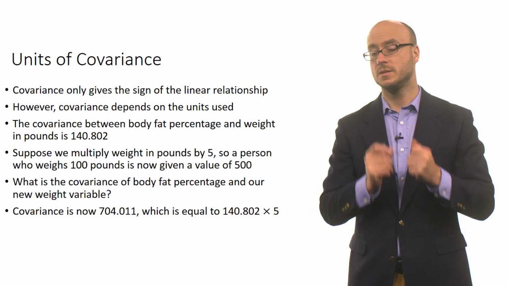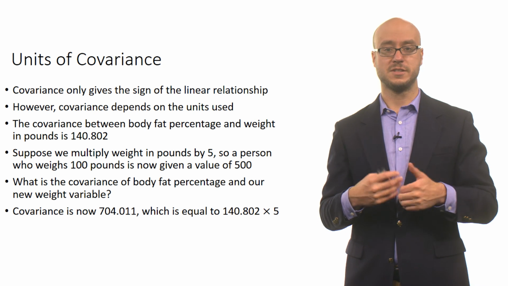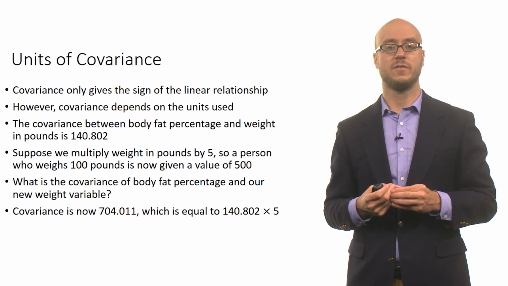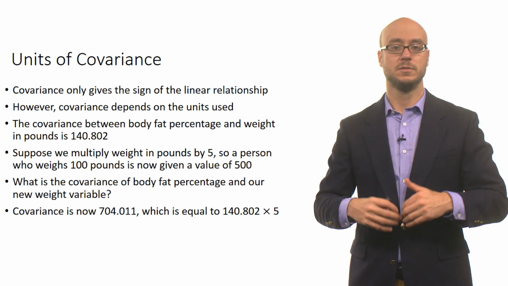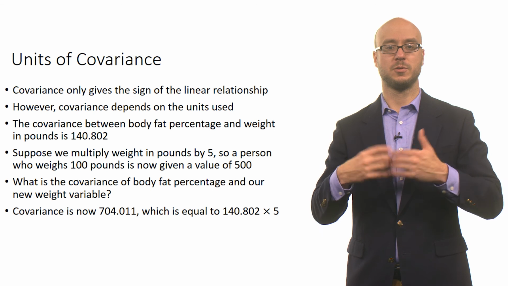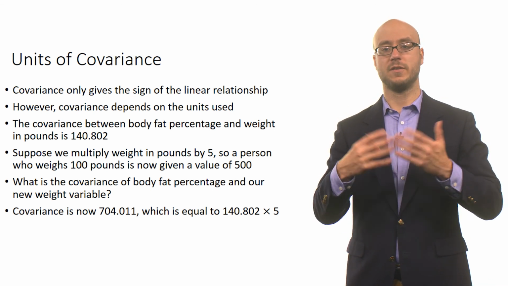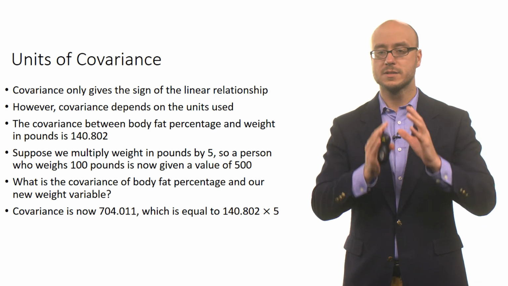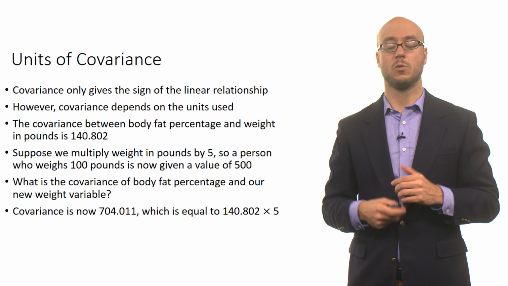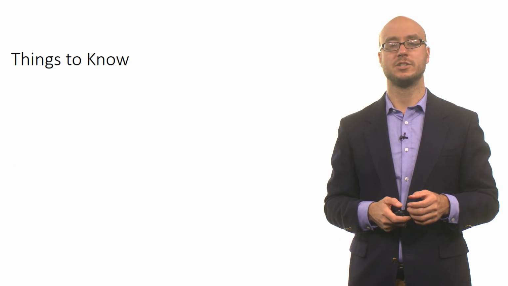This is a big problem with covariance. If you get a value of covariance that you think is small, you can just arbitrarily multiply one of your variables by some factor. Suppose you get a covariance of 2, and you want to impress your reviewers or other researchers, and you multiply your units by 100, you get a covariance of 200. Covariance only gives you the sign or direction. It does not give you the magnitude or strength of a relationship.